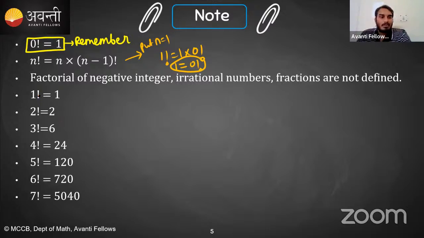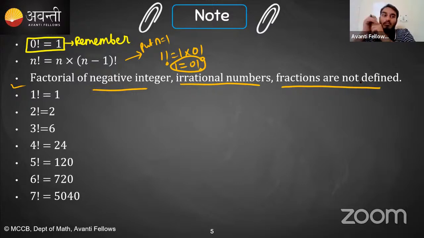Next, factorial of negative integers, irrational numbers, and fractions is not defined. Factorial is only defined for natural numbers, and also for the whole numbers, because we are considering that 0 factorial is 1. So only for the numbers 0, 1, 2, 3, 4, 5, 6 and so on is factorial defined. Factorial of negative numbers, irrational numbers, and fractions is not defined.